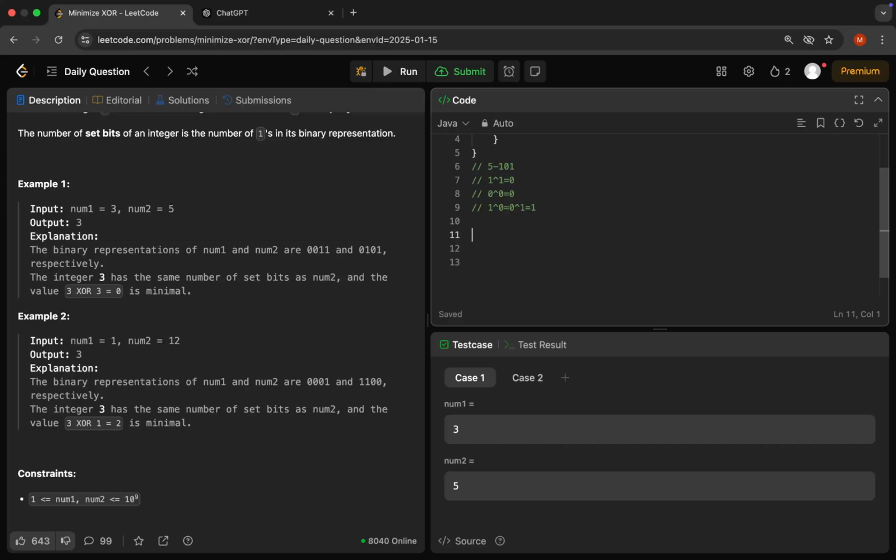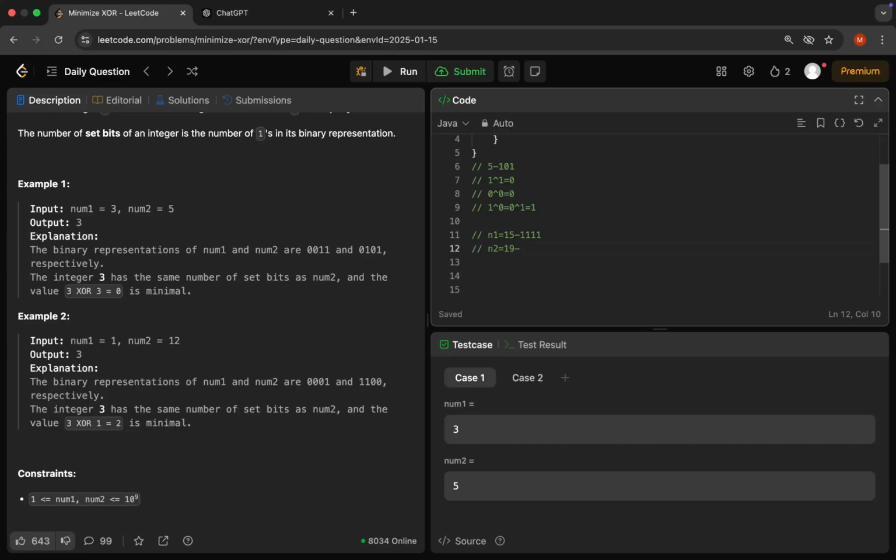Let's take an example where n1 equals 15 and n2 equals, let's suppose, 19. So n1, if I represent it in its binary form, is 1 1 1 1, which is 1 plus 2 plus 4 plus 8, which is 15.